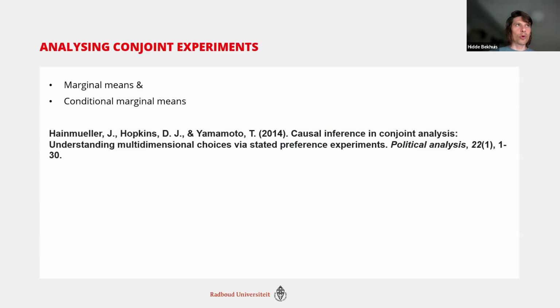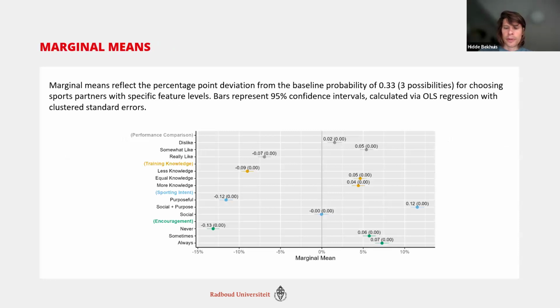Since it isn't a statistical workshop here, I give you a reference. You can read about it. This is the work of Hainmueller, Hopkins, and Yamamoto from 2014: Causal inference and conjoint analysis, understanding multidimensional choices via stated preference experiments. And of course, I want to show you how it looks in reality. This is from the article of Rob, my PhD student. I think it is still under review.